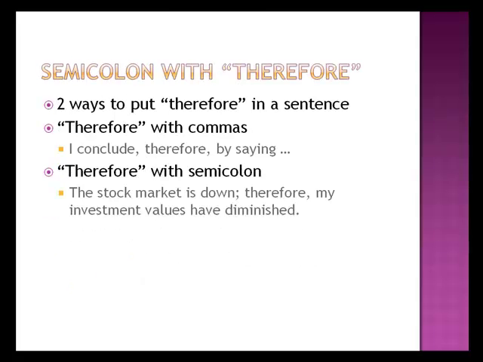Lots of people have trouble using the semicolon with therefore. There are two ways you can use therefore in a sentence. One is to put therefore in the middle of the sentence with commas around it. I conclude, therefore, by saying blah blah blah. That's the one with commas around it. The other thing you can do is make two sentences. Use a semicolon. The stock market is down, period. Therefore, comma, my investment values have diminished. Take the period out, put the semicolon in, you have the same rule as before. The stock market is down, semicolon, therefore, comma, my investment values have diminished.